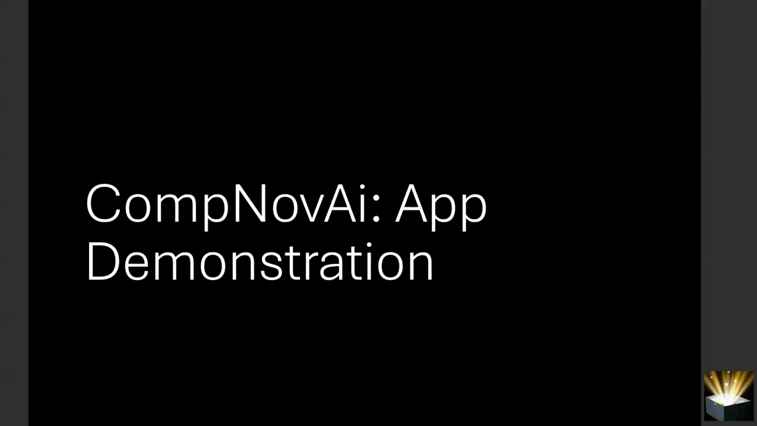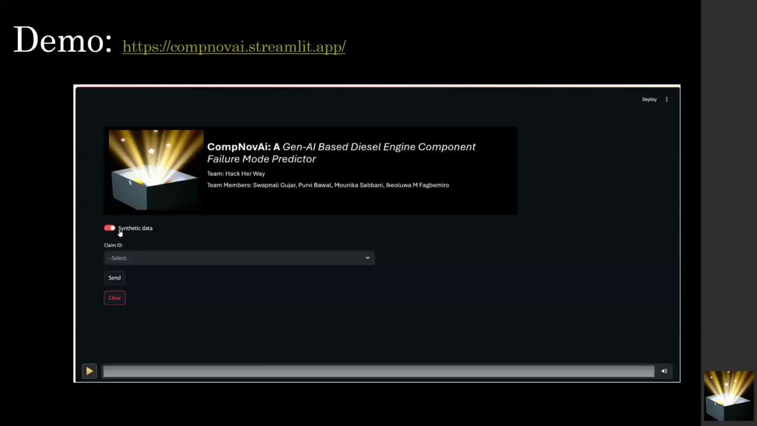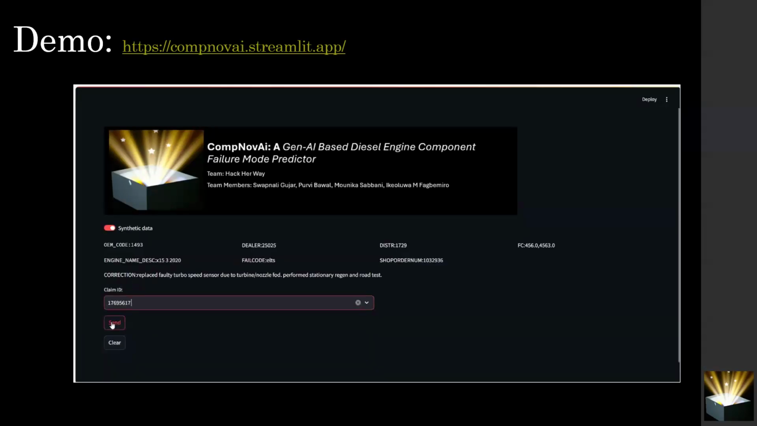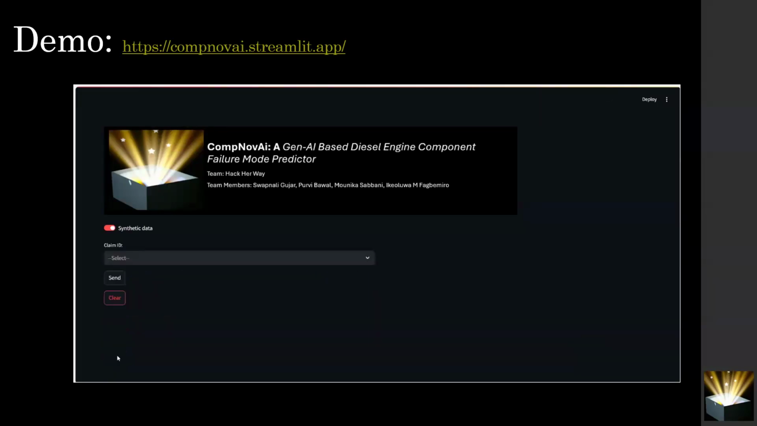Now we'll get into the demo. We will be using synthetic data for this demo. The user would select claim ID, which then shows them the details of it for viewing purpose. On clicking the send button, they will be able to see the failure mode and confidence score, which is nothing but the probability.